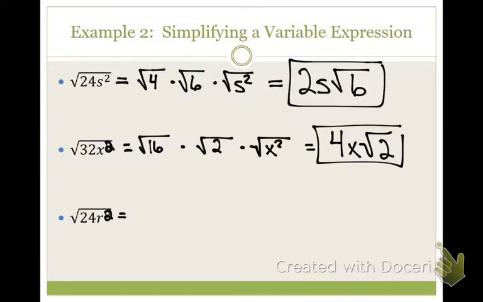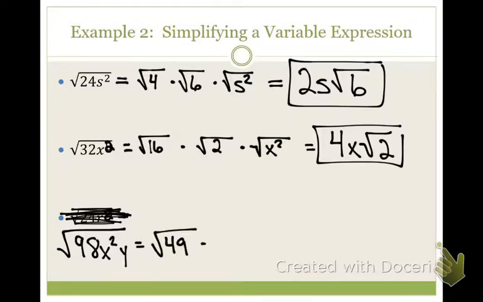Now on the last one, we're going to change this one up because it's too much like the first one. I'm going to do 98x squared y. Okay? All right, so break down 98. And then your x and your y, you're going to split them up, each under their own radical. Each term goes under their own radical. All right, so for 98, I go square root of 49 times the square root of 2 times the square root of x squared times the square root of y.